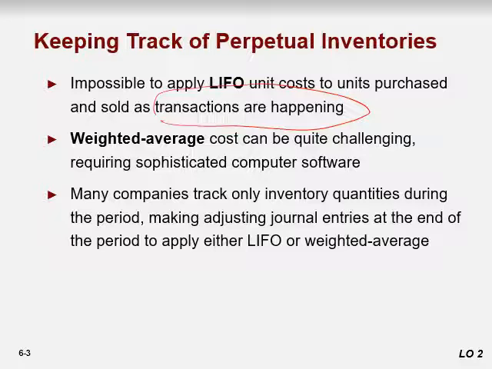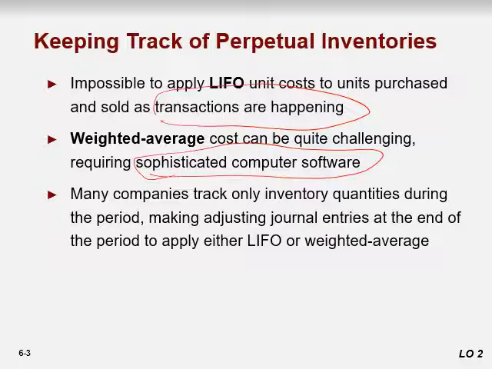Weighted average cost can be quite challenging, requiring sophisticated computer software as well, right? So it's very hard to calculate because every hour the prices are changing, every day prices are changing, right? For example, you buy in the morning, prices are different. You buy at the end of the day, prices are different. So every time you are buying and selling, it's really hard for you to calculate the average. So some computer software is used to find that out.